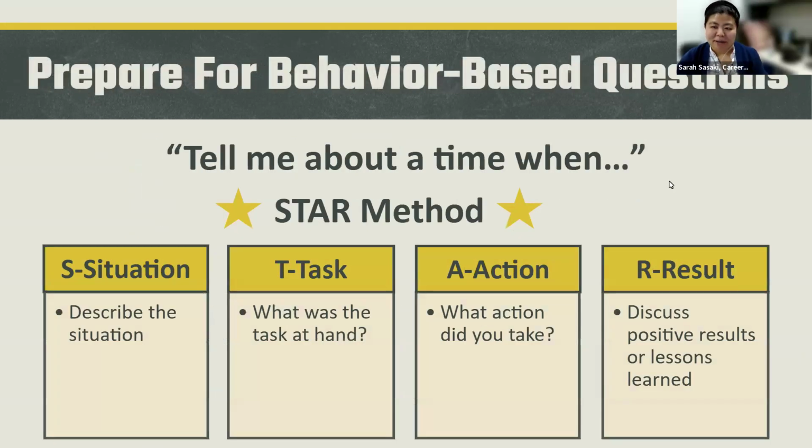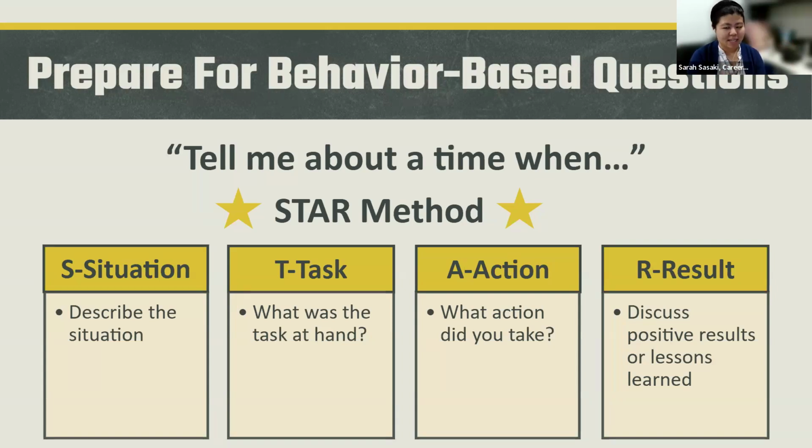Okay, so when it comes to preparing for behavior-based questions, this is a question where it's, "Tell me about a time when maybe you had conflict with a classmate," for example, on a group project. And so I always recommend we use the STAR method. So STAR, to start it off, situation: just describe the situation. What's going on here?